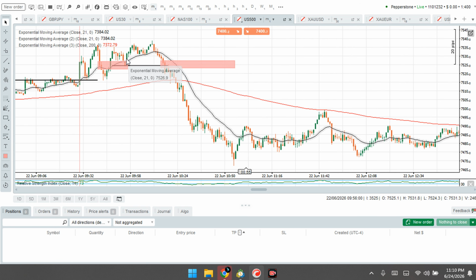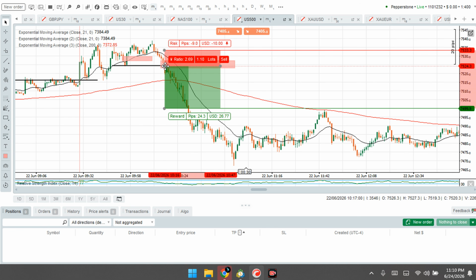You can see there was another fair value gap here in the 1 minute time frame. A fair value gap is created when 3 candles form, creating a gap in the middle candle. This is the inversion fair value gap. So what I did, I took my entry here.